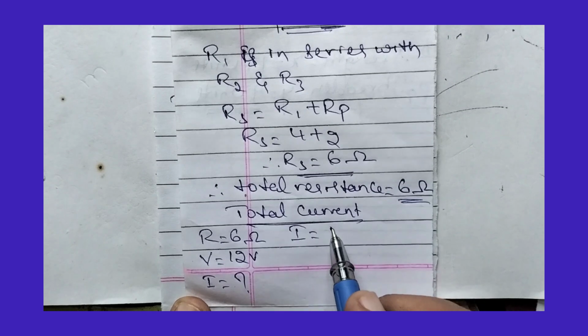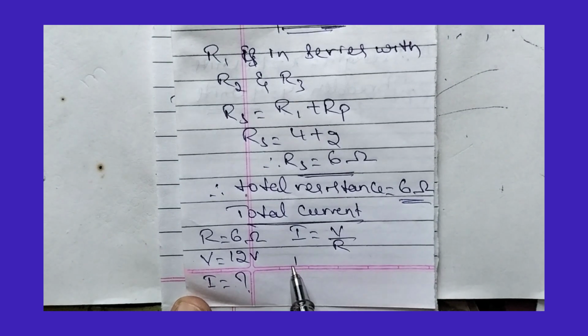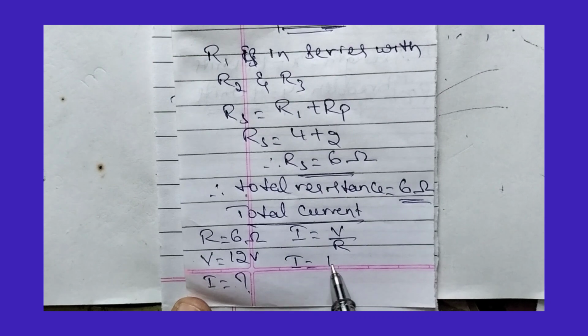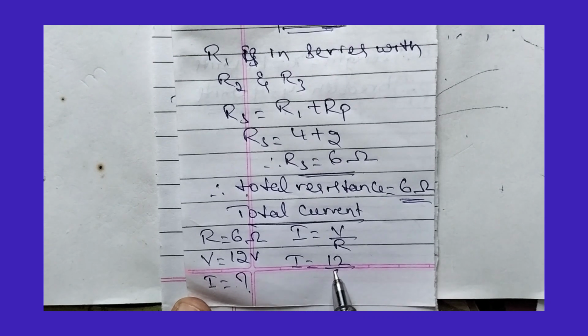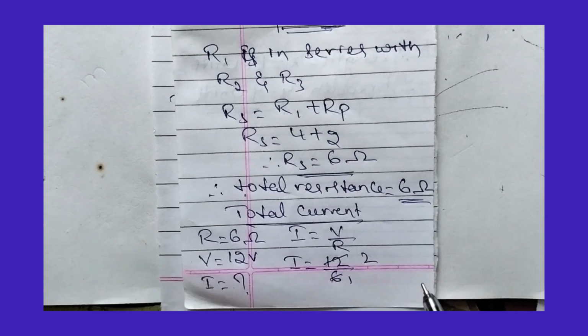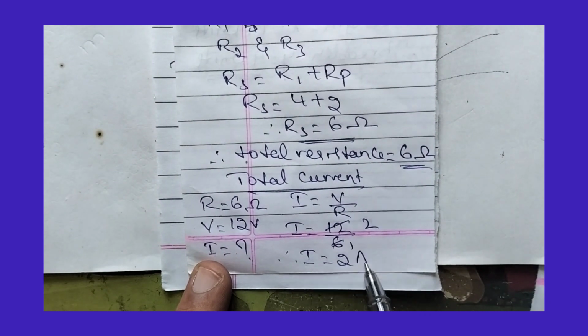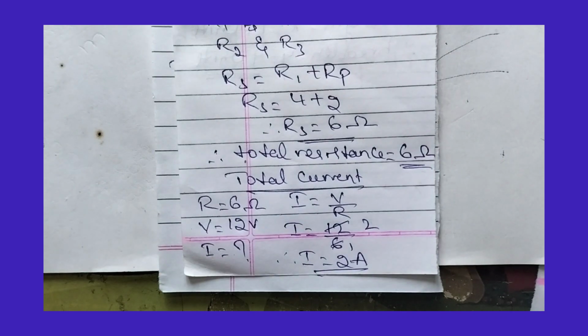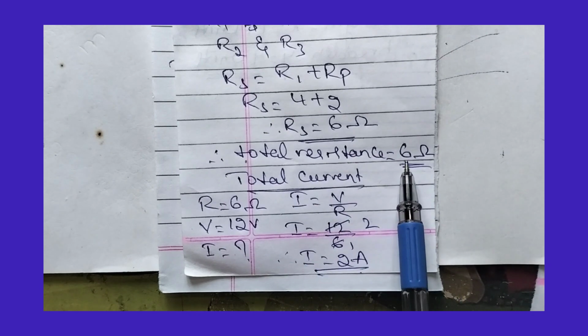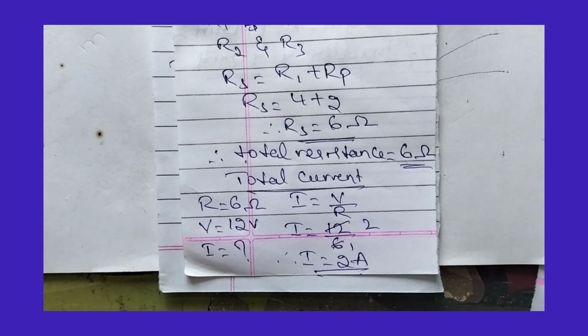According to Ohm's law, I is equal to V by R. So I is equal to V, that is 12, divided by R, that is 6. 6 twos are 12. Therefore the total current flowing through the circuit is 2 ampere. So like this we have to answer this question. We have calculated both the total resistance and the total current that flows through the circuit. Total resistance is 6 ohm and total current is 2 ampere.